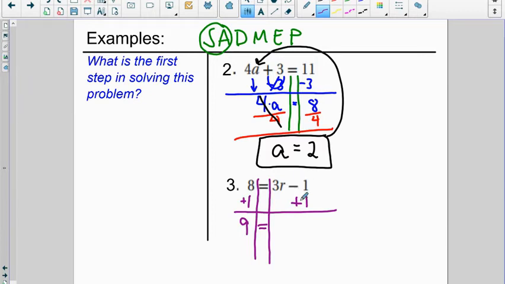Negative 1 plus 1 is 0, and I still have the 3r. Remember that 3r is the same as 3 times r. So we want to undo multiplication by dividing.